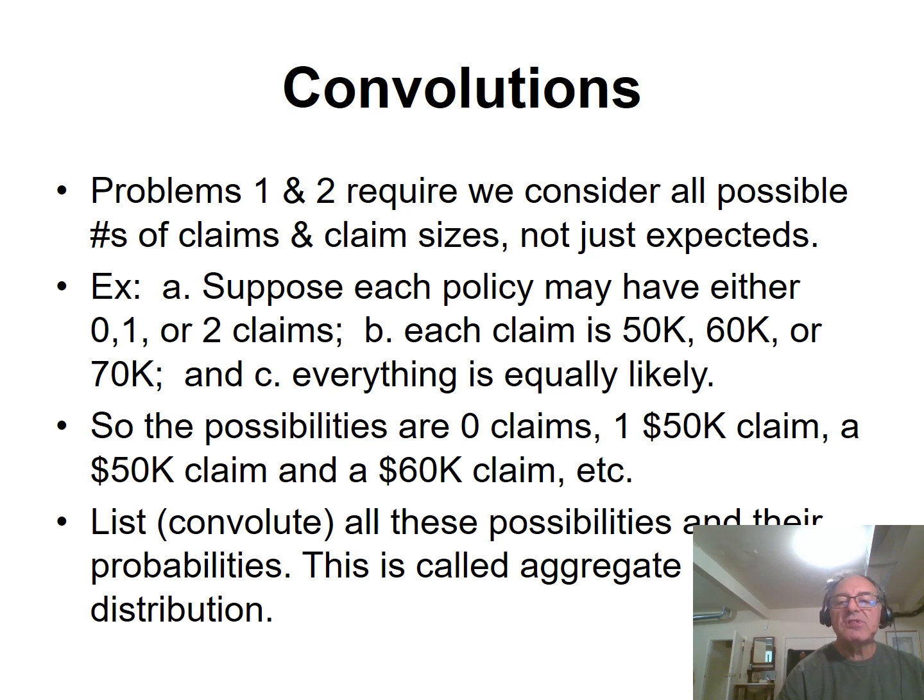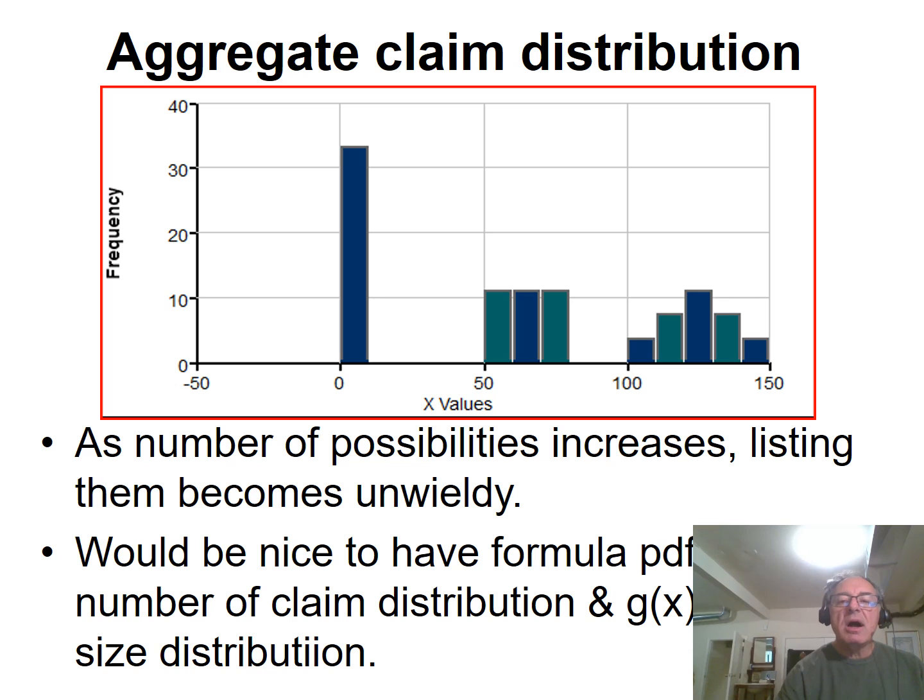I can have one $60,000 claim, one $70,000 claim, or I can have 2 claims. I can have two 50s, a 50 and a 60, two 70s, and so on. So I can list all these possibilities. That's called a convolution, and I can look at the aggregate distribution of all these probabilities. If I do that, I get a distribution like this.